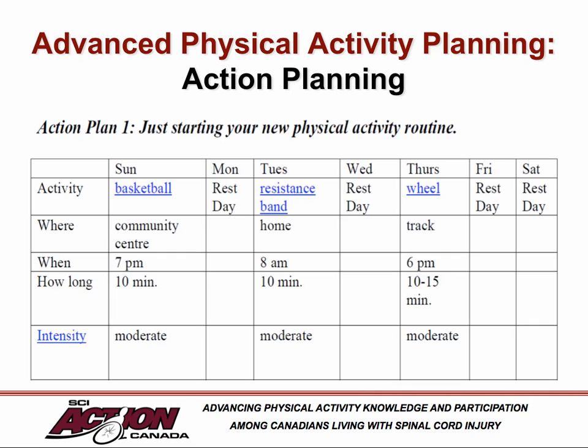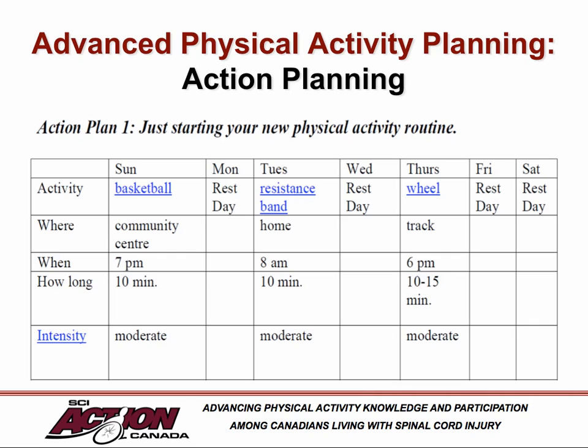You may also notice that these action plans do not meet the physical activity guidelines for adults with spinal cord injury. For this particular individual who is just becoming active, the goal is to get them to start planning for activities that they will enjoy doing to help increase their current activity level. They would then gradually progress to meeting the physical activity guidelines.